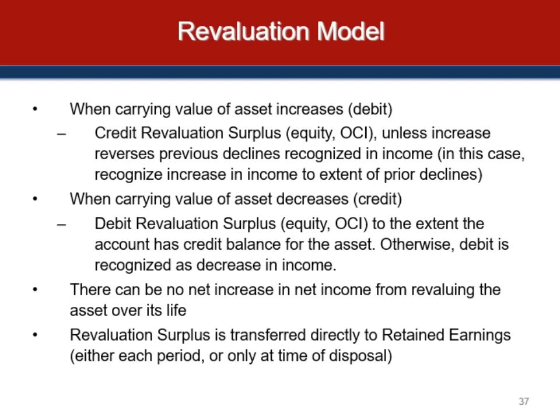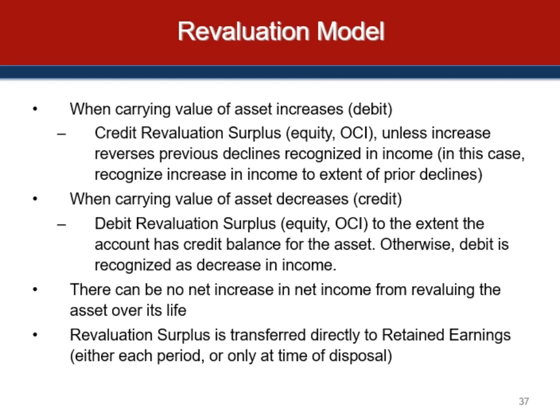Now, amounts debited or credited to the revaluation surplus account are reported in the statement of comprehensive income as other comprehensive income. So there's no net increase in net income from revaluing the asset. The balance in the revaluation surplus account can be transferred to retained earnings at the end of each period, or it can remain there until the asset is retired or disposed.